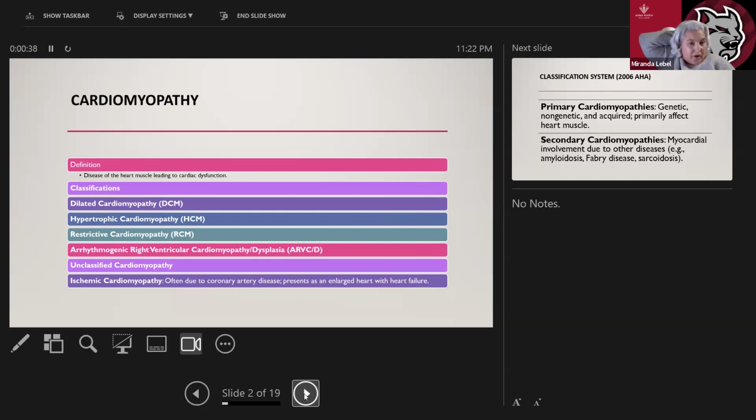This is often due to coronary artery disease and presents as an enlarged heart with heart failure. So I'm going to have you read about the other ones, but I'm going to focus on dilated, hypertrophic, and restrictive cardiomyopathy for this lecture, because that's what you'll be tested on.